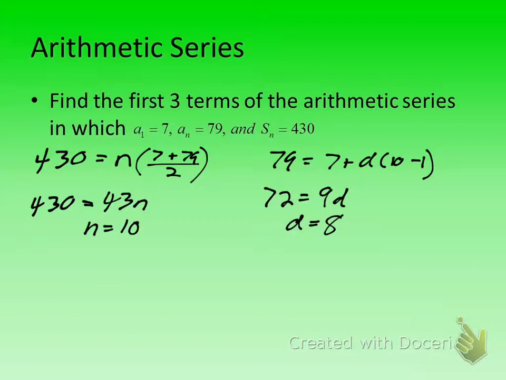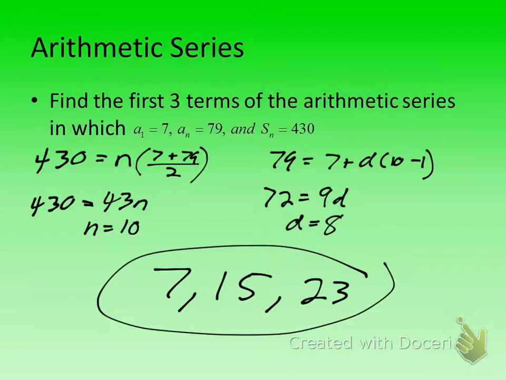So now you know the distance, so what's your answer? 7, 15, 23. Remember what the question was. Find the first three terms. So you really only have to find 2, though, since I gave you the first one. You're welcome.